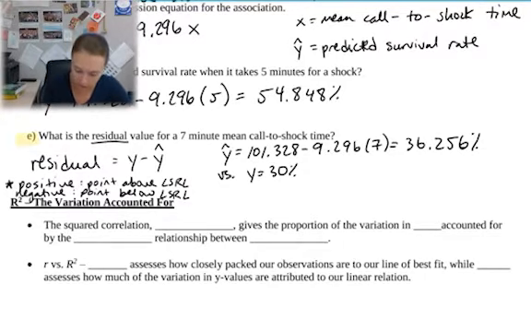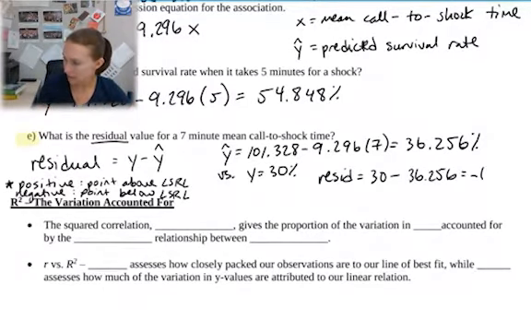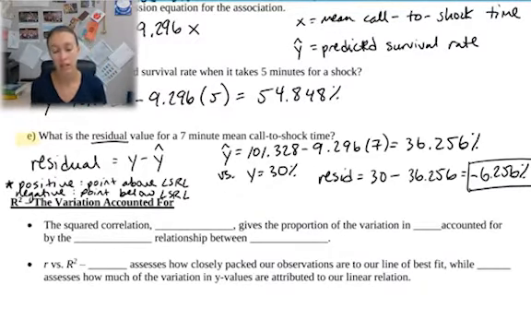So now our residual is going to be 30 minus 36.256. If you picture the line and the y hat is the point on the line, our y value is below that, so it's going to be a negative residual. And that's going to be a negative 6.256% residual. It's only percentage because our units for y are percents. So that's why I have percentages there.